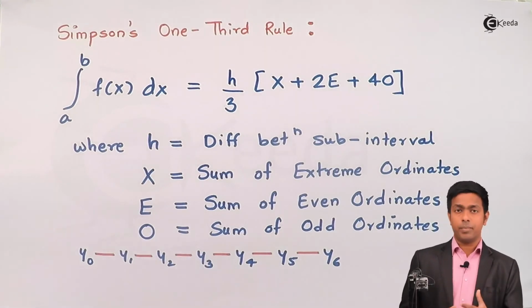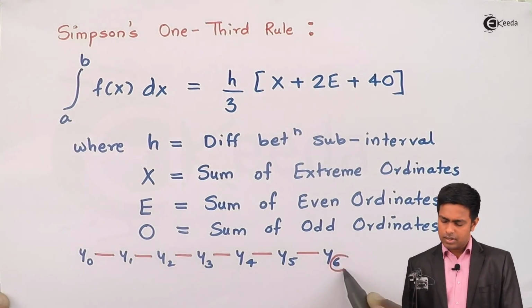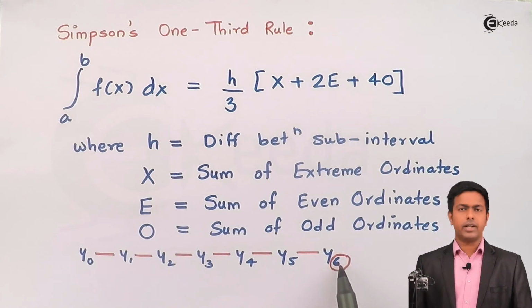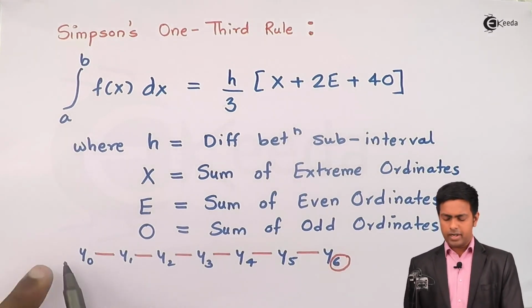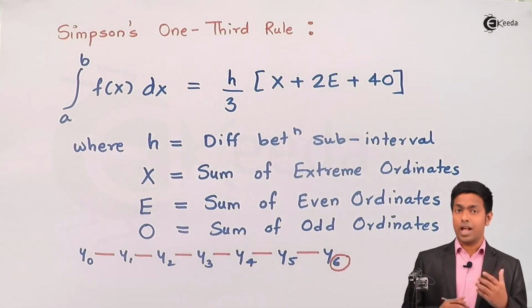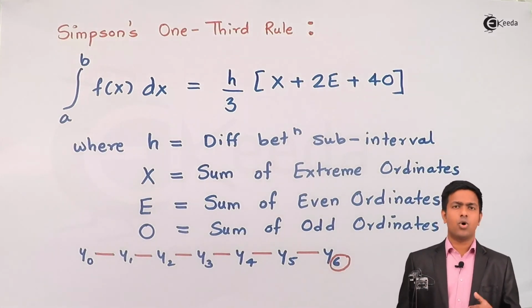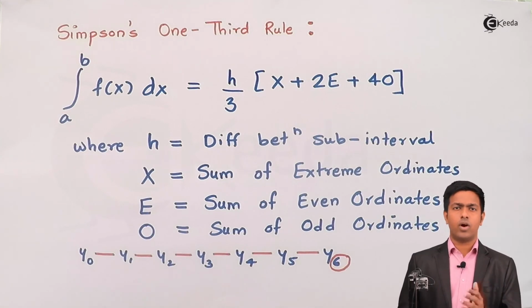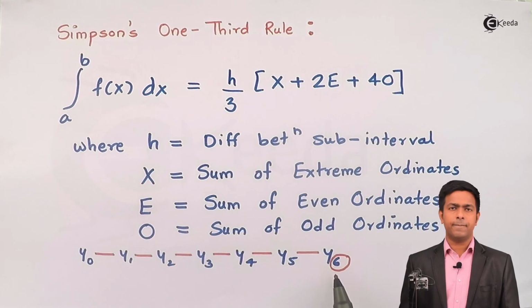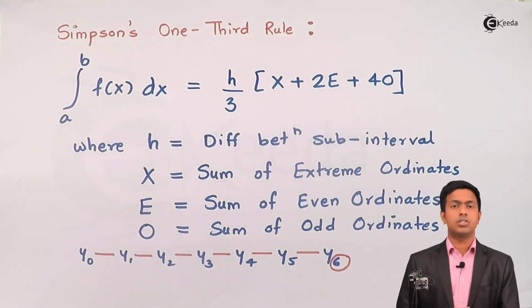Now how do we remember this? The best idea is to observe the last ordinate. If the last ordinate is even, then automatically the number of subintervals is even. So the last ordinate should be y6 or y8 or y10 or y12 and so on. We should have an even number at the end. And if we have an even number of subintervals, then only we can apply Simpson's one-third rule.